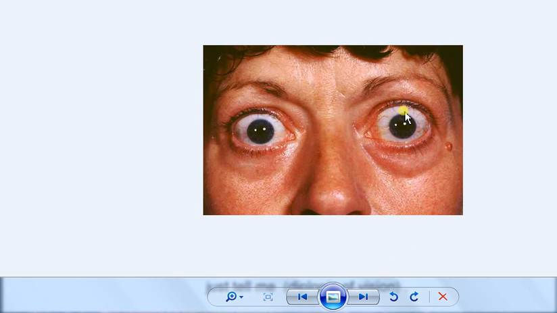Exophthalmos, and this is the lid retraction. The rim of sclera above the lower eyelid, this is the exophthalmos, and this is the lid retraction, the watch of the sclera below the upper eyelid.